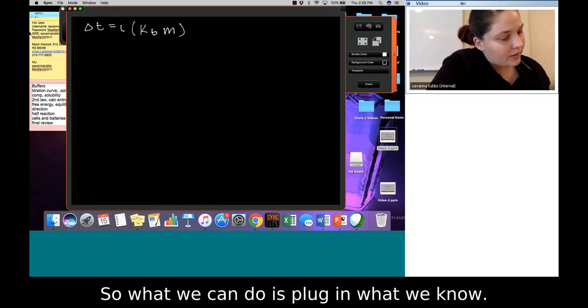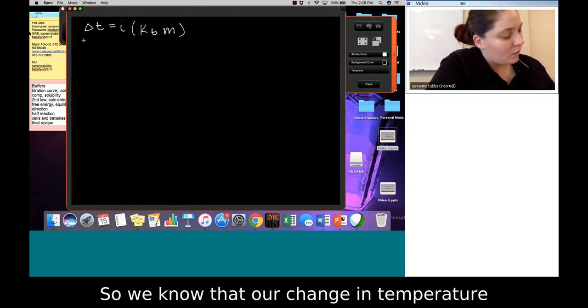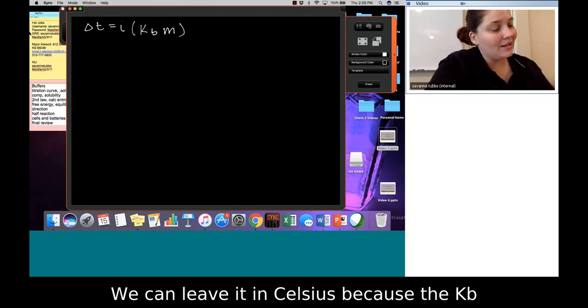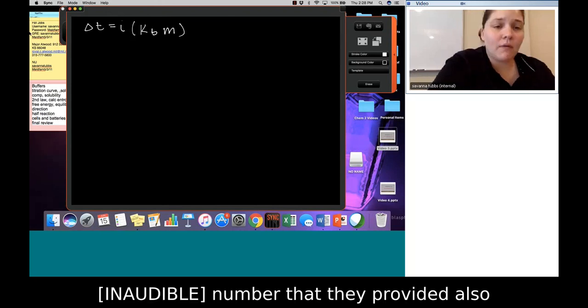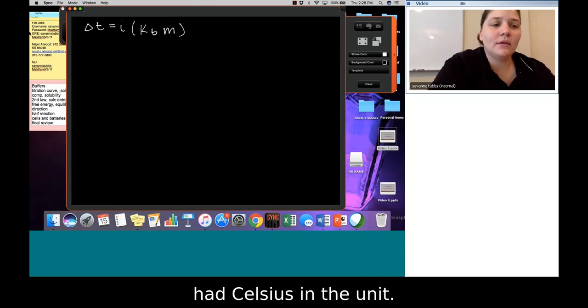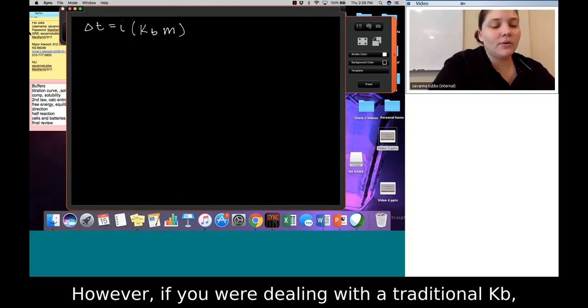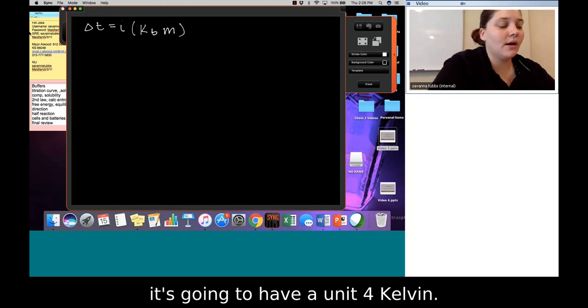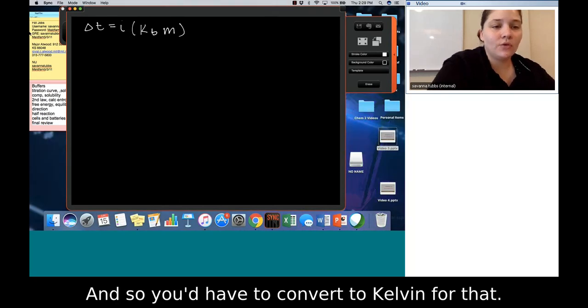So what we can do is plug in what we know. We know that our change in temperature is going to be the 3.8 degrees Celsius. We can leave it in Celsius because the Kb number that they provided also had Celsius in the units. However, if you were dealing with a traditional Kb, it's generally going to have a unit for Kelvin, and so you would have to convert to Kelvin for that.